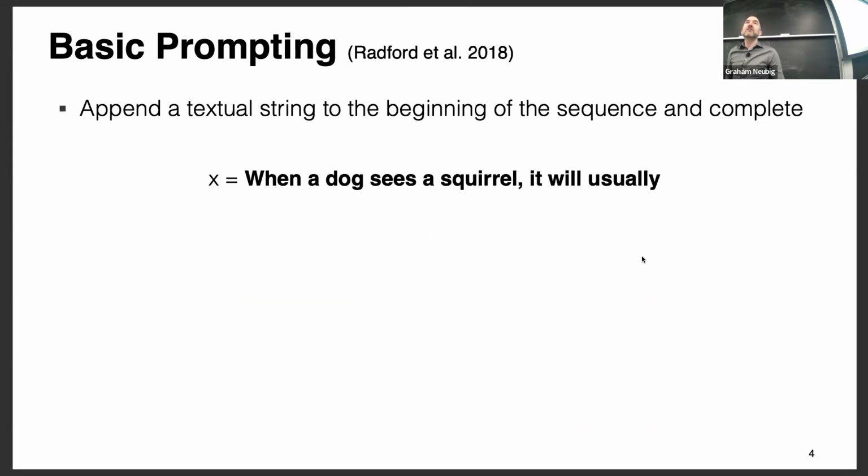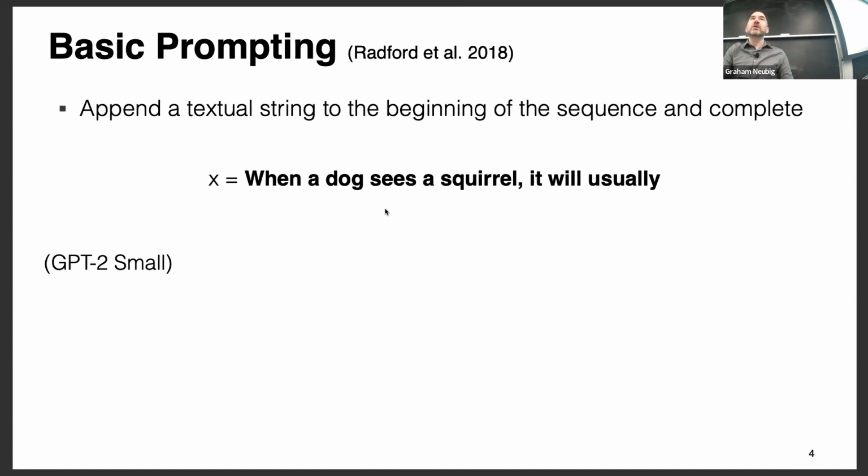So prompting fundamentals, the way that basic prompting works is you append a textual string to the beginning of the output and you complete it. And exactly how you can complete it can be based on any of the generation methods that we talked about in the previous class. Beam search, it can be sampling, it can be MBR or self-consistency or whatever else.